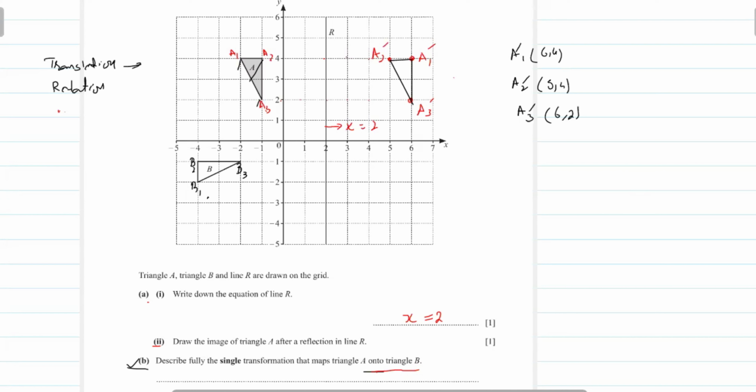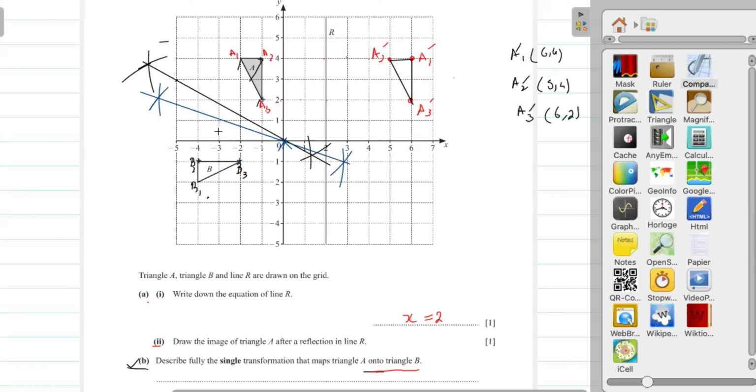Now you see here, we join A1 to B1. Next is A2 to B2. You see here, these lines are not parallel. Therefore, this transformation is rotation. Next, we have to find the center of rotation. The center of rotation we can find from the perpendicular bisectors between A1, B1 and A2, B2, and where both perpendicular bisectors intersect, this will be the center of rotation.